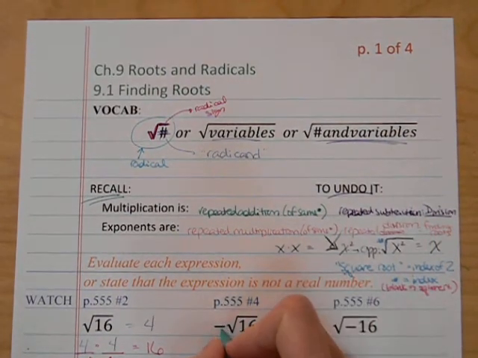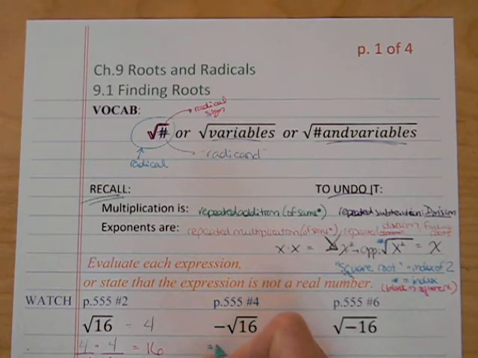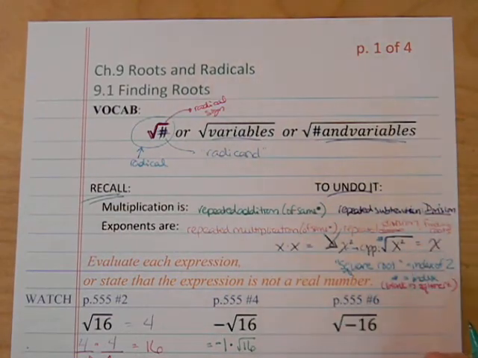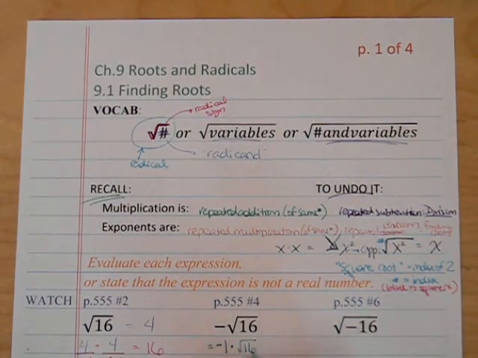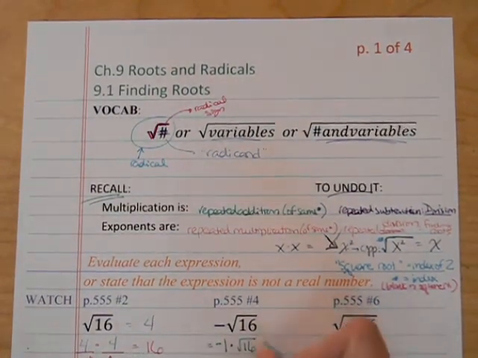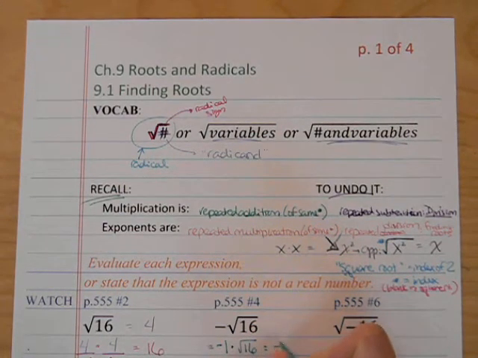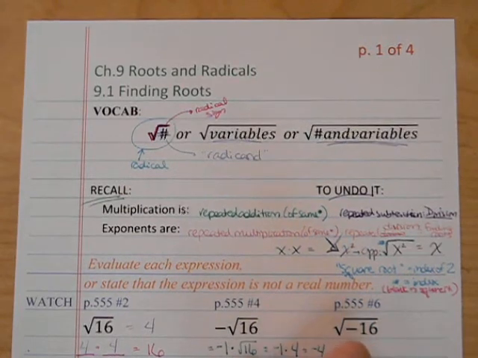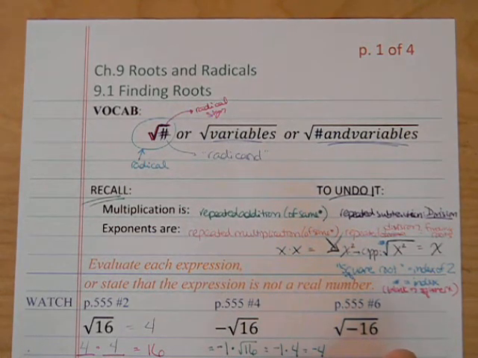When there's a negative out front, remember that we've been talking about that negative really indicates it's -1 times whatever it is, in this case radical 16. So radical 16 is still 4, so our answer here is -1 times 4, or just -4, and this one is known as the negative square root because of that negative out front.